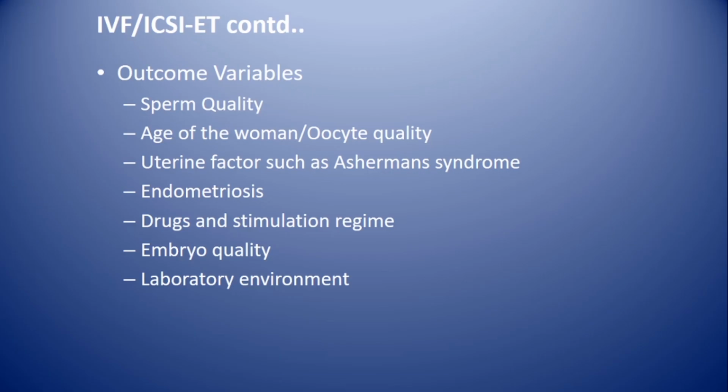Now, apart from sperm quality, the age of the woman is also there, because the age of the woman is the single most important factor that determines the quality of the oocyte. Because as a woman gets older, the quality of the oocyte declines. Then other uterine factors such as Asherman syndrome that may affect implantation may also need to be looked into.